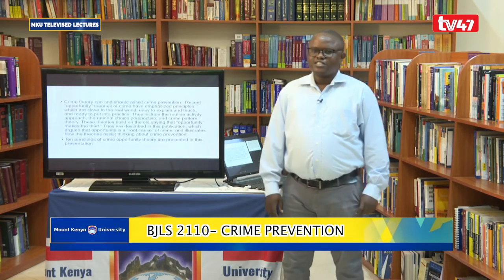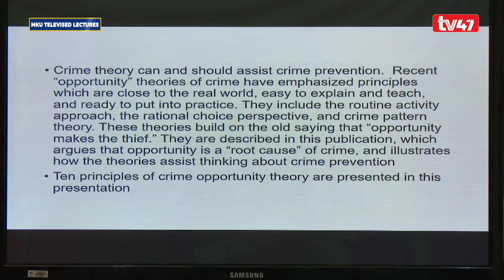Previously I looked at the theories of crime opportunity, the first one being routine activity theory, which talked about predatory crimes. The first things that must be there for a crime to occur are a suitable target, a motivated offender, and a lack of guardianship. The second theory was the crime pattern theory, which involved the interaction of people and the environment. And the last one was the rational choice theory that spoke about the decision making of the offender. So we'll look at all of those as we look at the 10 principles.